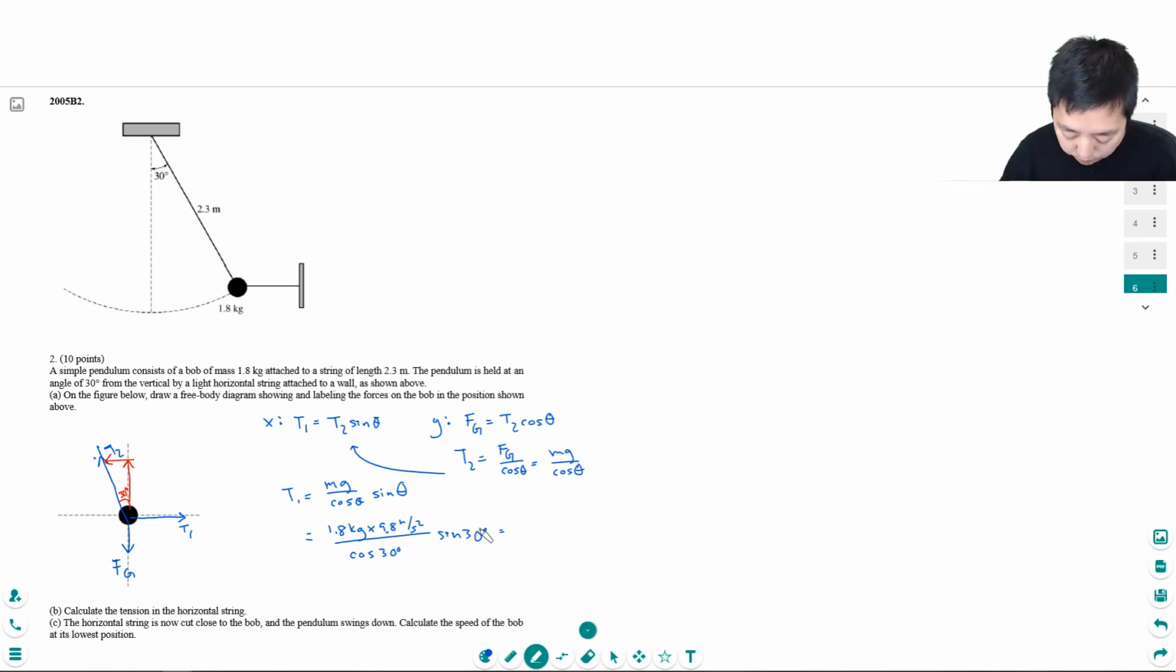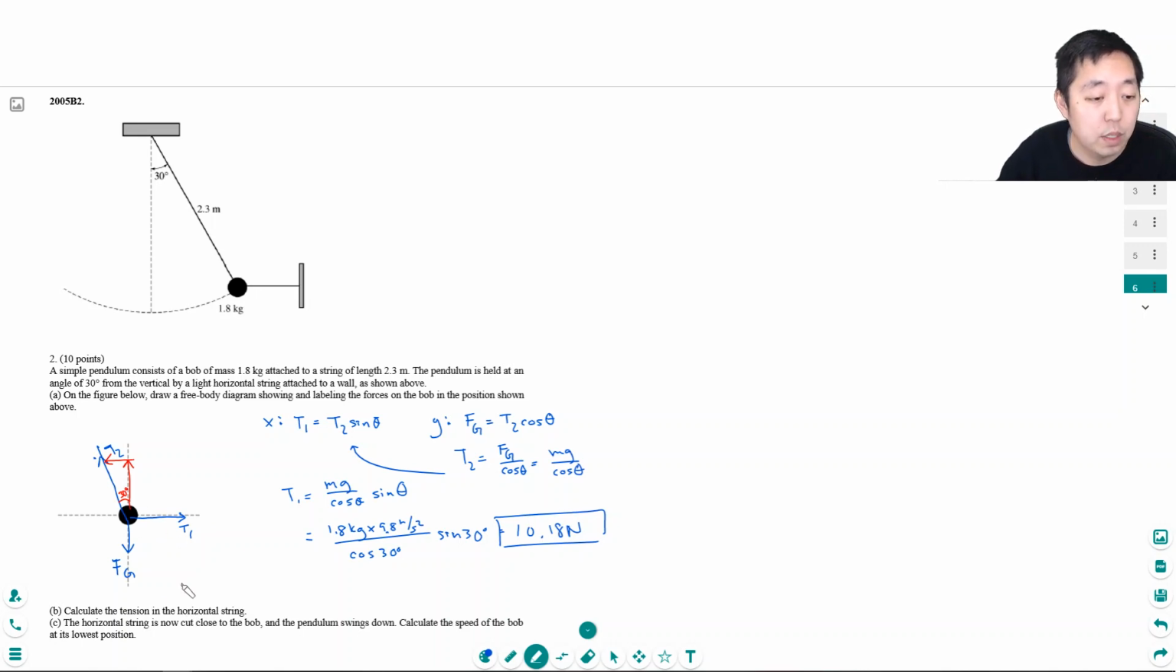Okay. 1.8 times 9.8. Sine of 30 is 1/2, and cosine 30 is root 3 over 2, so this is 1/2 divided by root 3 over 2, so 1 divided by root 3. You could do the trig functions in your calculator; I was just trying to speed it up a little. I get 10.18 newtons. That's what T1 is, what they wanted: the tension in the horizontal string.